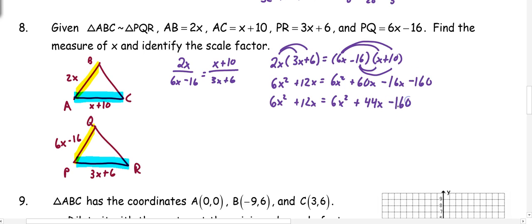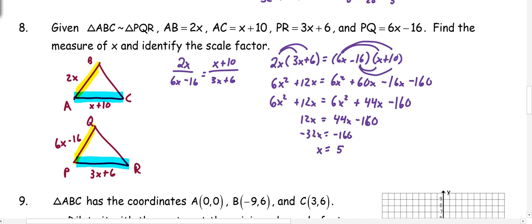Well, I notice that there's a 6x squared on both sides, so when I subtract 6x squared, those cancel out, and I'm left with 12x equals 44x minus 160. So I want to get my x to the other side, so I'm going to subtract 44x, and I get negative 32x is equal to negative 160. When we divide, we get that x is 5.